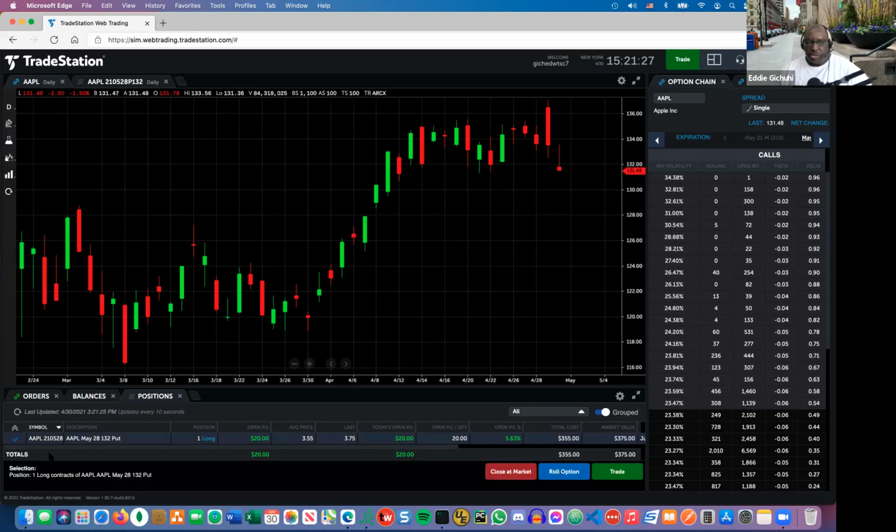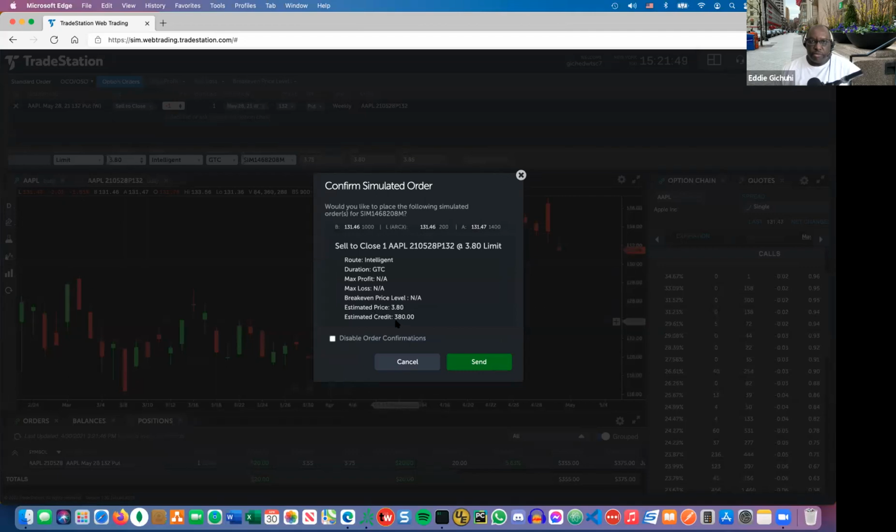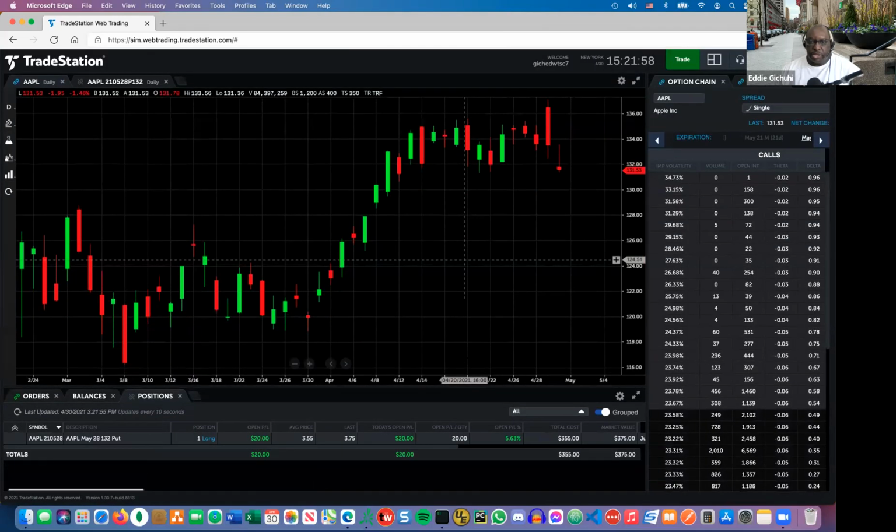So I'm going to trade and make sure that this says sell to close, right? Sell to close. And I'm going to choose the mid price of $3.80. Let's see whether that is going to get us filled and send orders. The estimated credit is going to be $380. Send. And now we're just going to sit over there and wait. Right now, the price was fluctuating between $3.75 and $3.80.